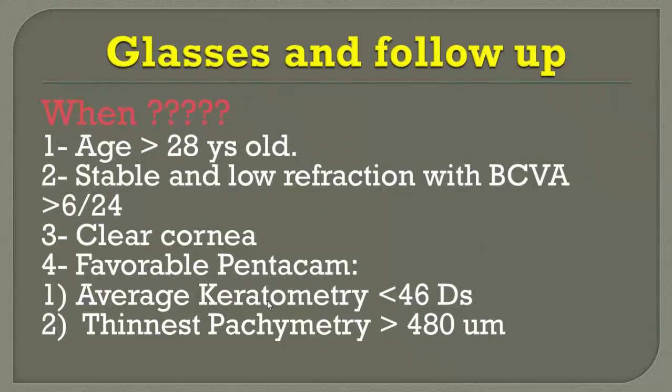The first line includes glasses and follow-up. When to do that? If the patient's age is more than 20 years old, as at this age the keratoconus becomes more stable. In stable cases with low refraction, with best corrected visual acuity more than 6/24. In cases of clear cornea. In cases of early stages of keratoconus with favorable Pentacam, in cases of average keratometry less than 46 diopters and thinnest pachymetry not less than 480 microns.